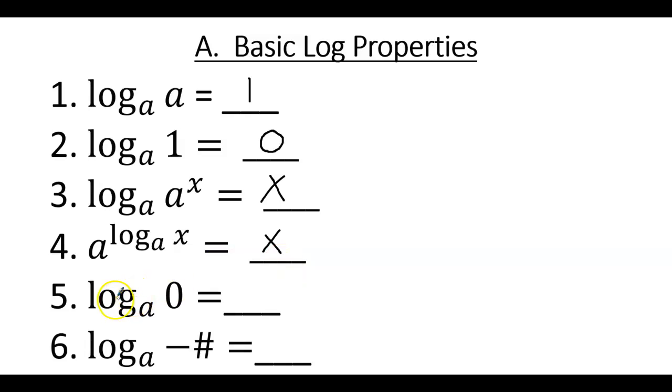And for property 5, this has no solution. There is no number that you can raise a to in order to get 0. It's impossible. Same thing down here, no solution. If you have a negative number here, there's no way you'll ever get an answer. There is no power that you can raise a to in order to get a negative number, assuming that a is positive, and yes, when you're doing logarithms, this number will always have to be positive. So you can never raise a positive number to any power and get a negative as a result, and therefore that's not possible.